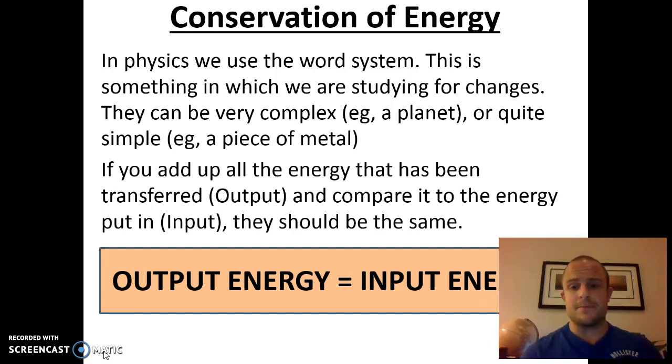So the output must be equal to the input. So whatever you put in must be the same as whatever you get out. So whether that be, say for instance, on the torch, input would be the chemical. Okay, that must be equal to the output, so the light as well as the heat.